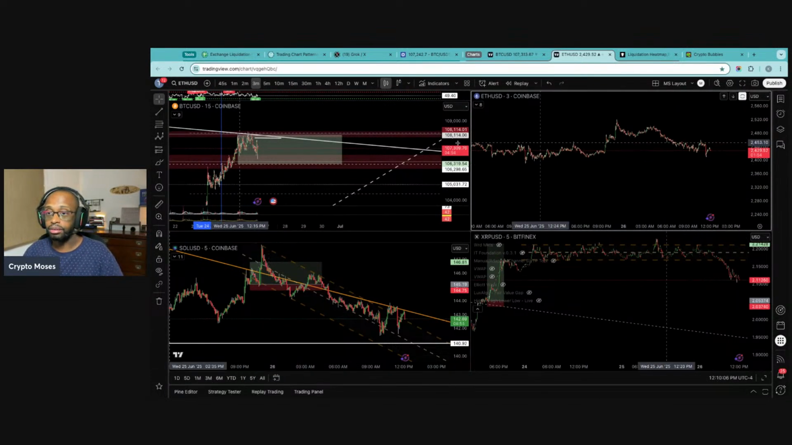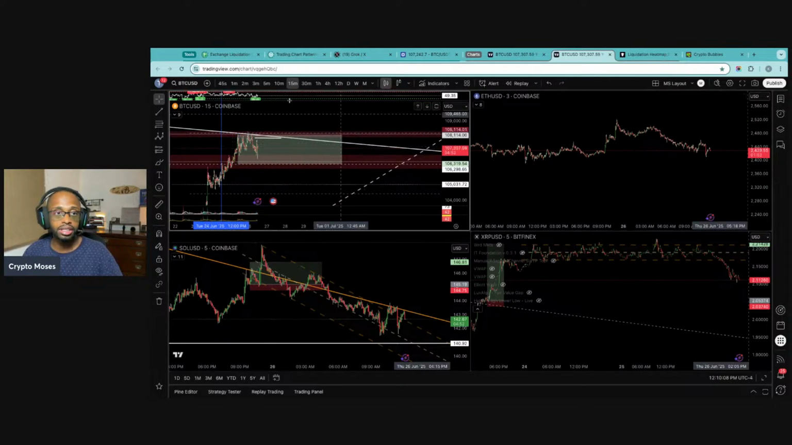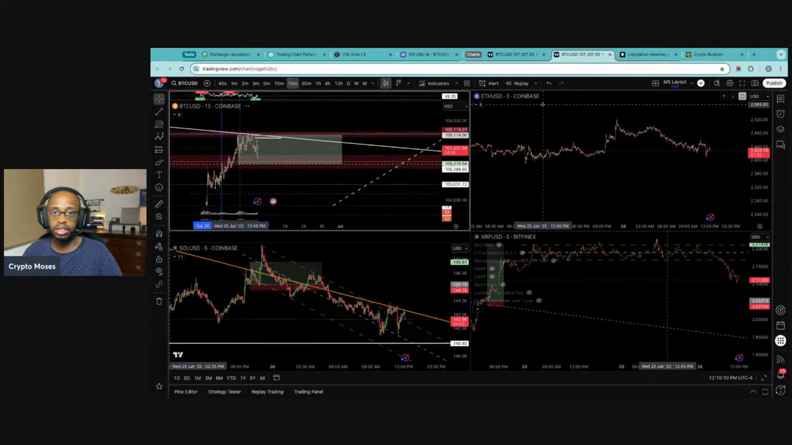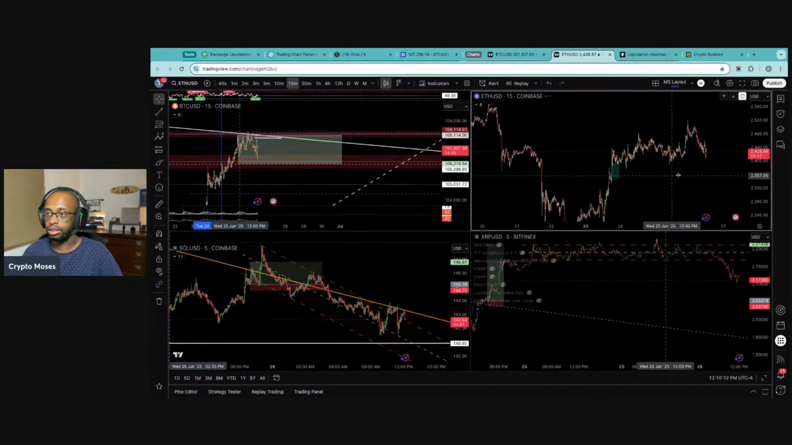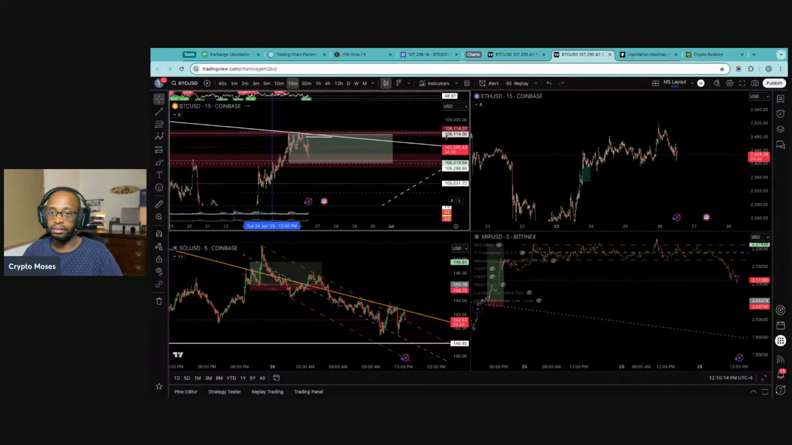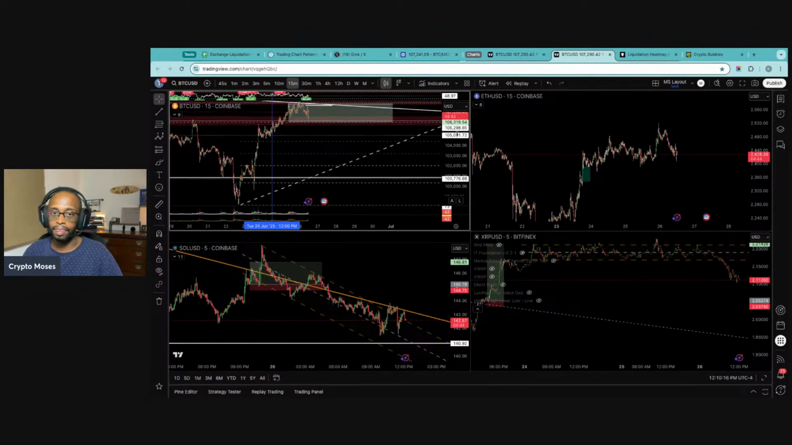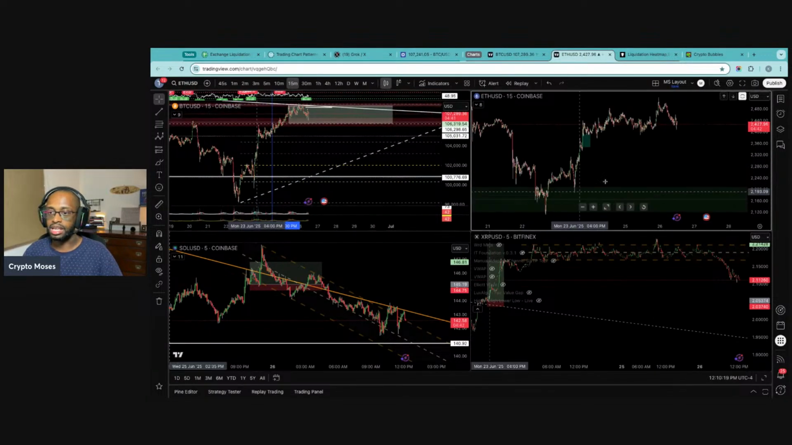Realistically, Ethereum and BTC kind of shared the same retracement. So look at this. Let's actually do 15. They kind of followed the same exact look.